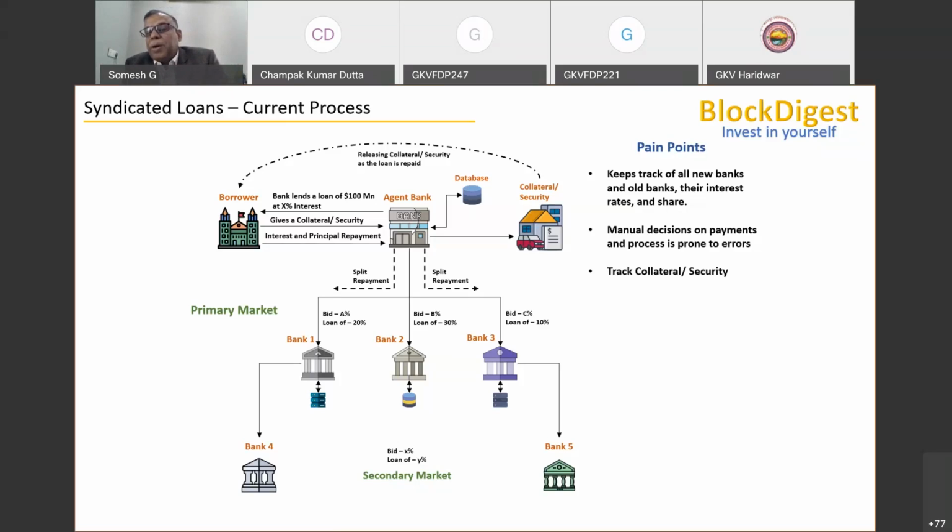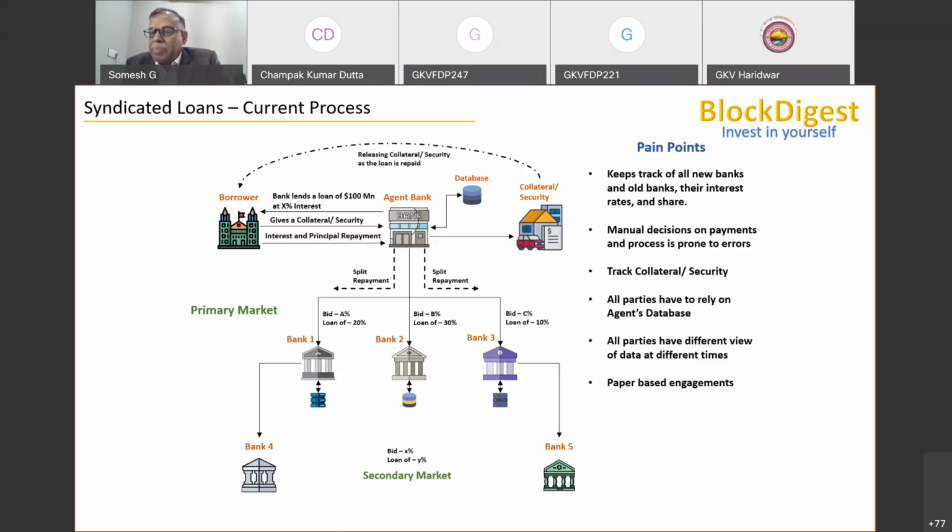You have to keep track of collateral and security. All parties have to rely on the agent's database, and they have different views of data at different times. All these are paper-based engagements. All of them, because they're multi-million and most of the time going to billions, are legal documents. Rules of engagement are difficult to maintain, in fact.